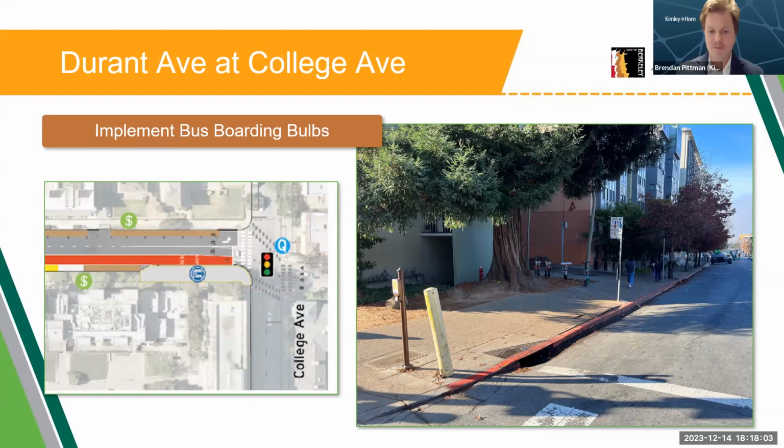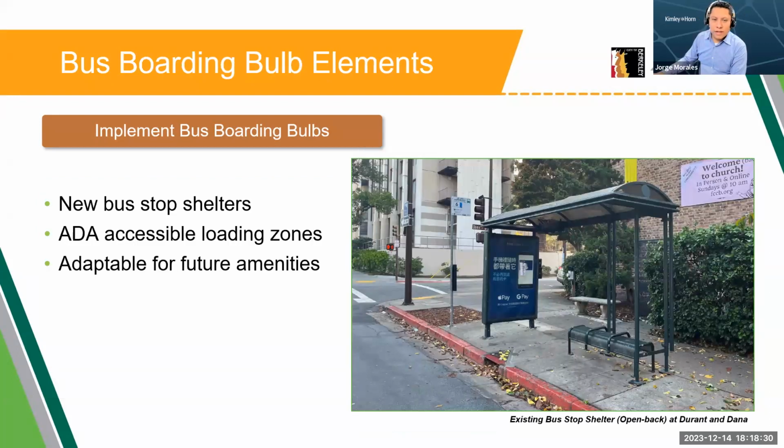The location is marked by a steeper incline than the other two locations, but we'll still maintain accessibility, which we'll discuss a little bit later as well. The proposed bus bulb at this location will allow two 40-foot buses to board passengers at the same time. I'm now going to turn it over to my colleague, Jorge, who will talk about the design elements for the bus boarding bulbs. Jorge? Thank you, Brandon, and good evening, everyone.